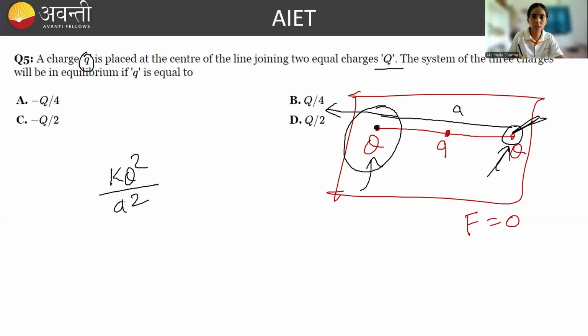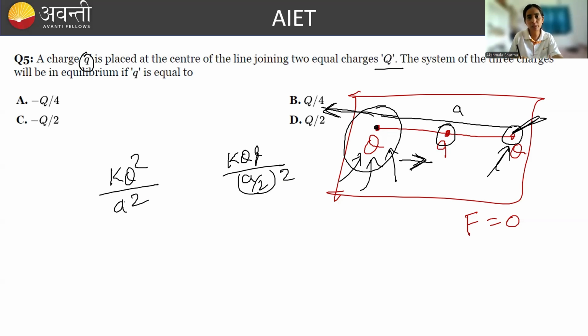Now on this charge, the small q will also apply a force. How much will that force be? The value of the force will be kQq by (a/2) whole squared, because it is kept at the center. Now, for equilibrium of this encircled charge, the net force should be equal to 0. It means these two forces should be equal and opposite. One force is towards the left, so the other should be towards the right. That is, the force because of small q should be in this direction.